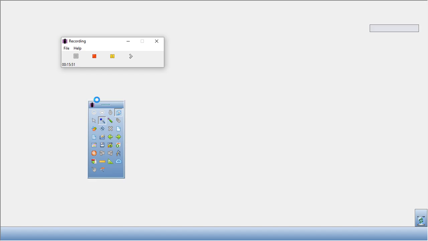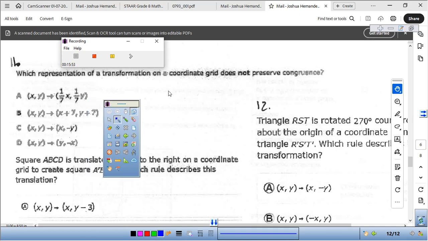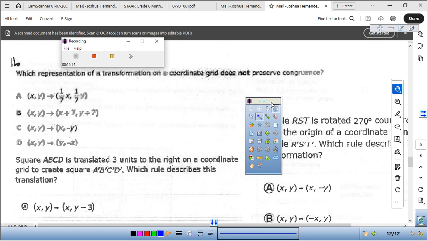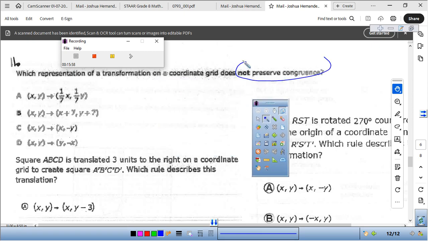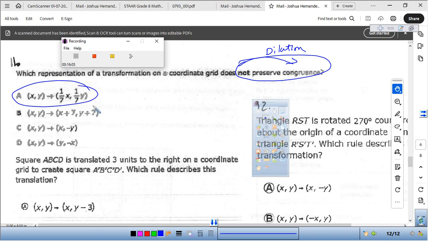Okay, so which representation of a transformation on a coordinate grid does not preserve congruence? Not congruent, guys. Not congruent. That means dilation. Dilation, and that's dilation. You're multiplying there. A translation slides it to the right. This is a reflection over the x-axis. This is a rotation 90 degrees clockwise or 270 counterclockwise.